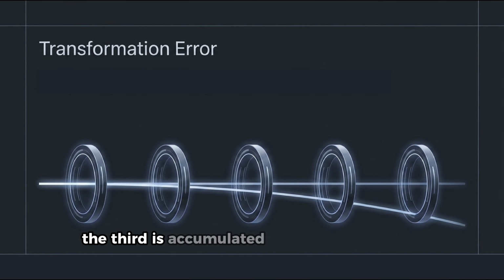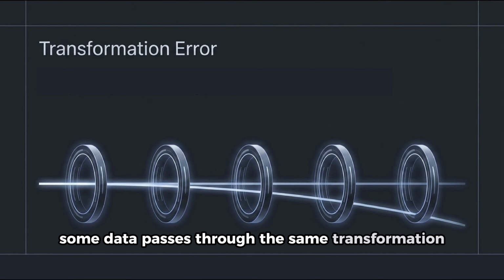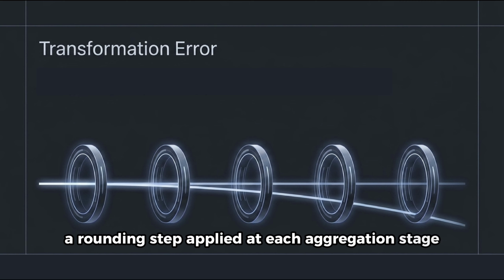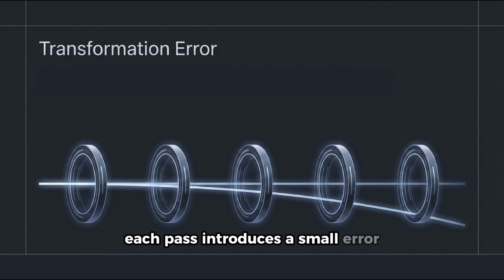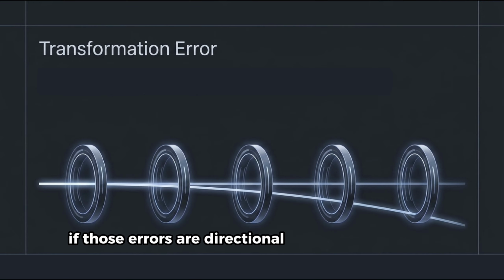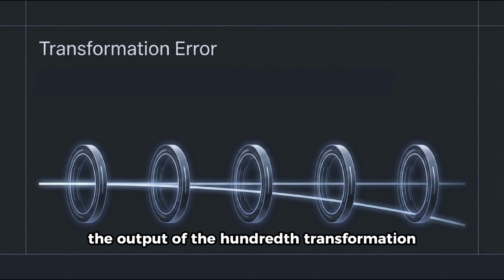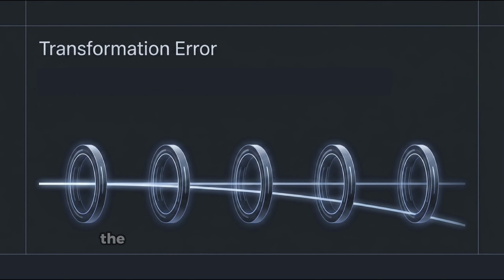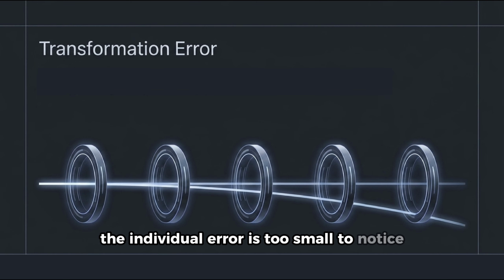The third is accumulated transformation error. Some data passes through the same transformation repeatedly. A currency conversion applied at ingest and again at report time. A rounding step applied at each aggregation stage. Each pass introduces a small error. If those errors are directional rather than random, they accumulate. The output of the 100th transformation is measurably further from the true value than the output of the first. The individual error is too small to notice. The accumulated error is not.